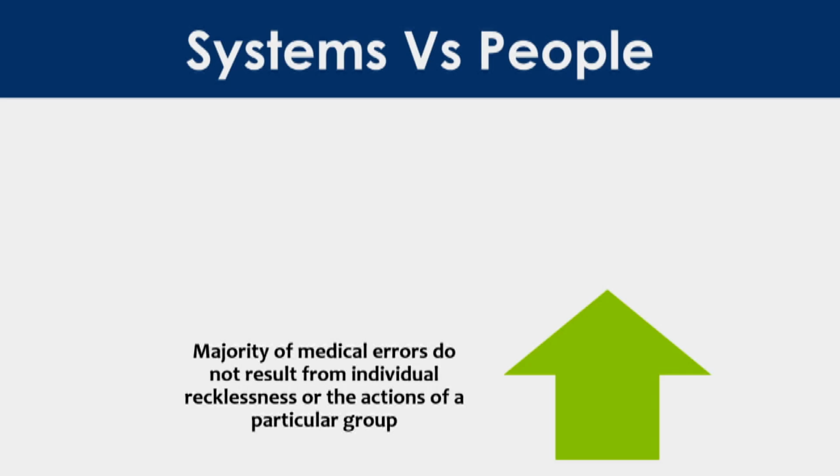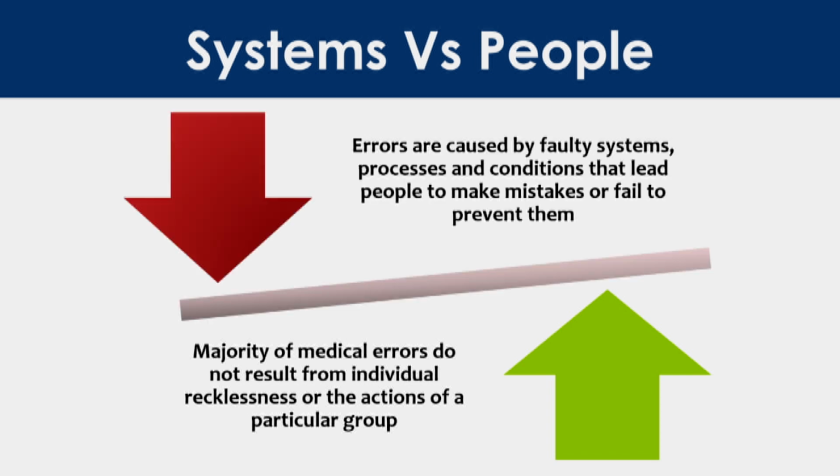So here we are talking about two things. We are talking about people versus system. Majority of the medical errors do not result from individual recklessness or the action of a particular group, and it's always caused by faulty systems, processes, and conditions that lead people to make mistakes. So this also includes lack of protocols, processes, training, and communication.